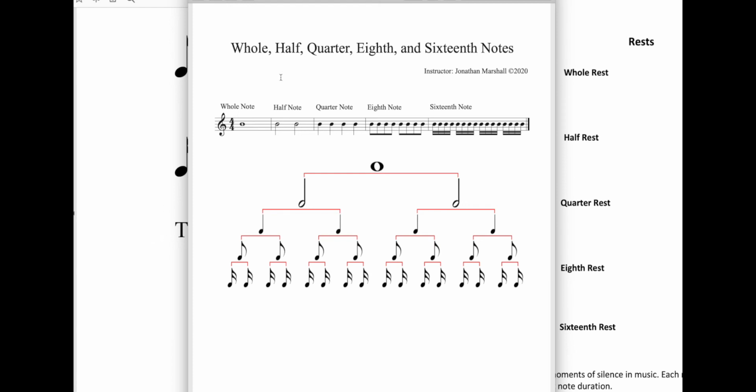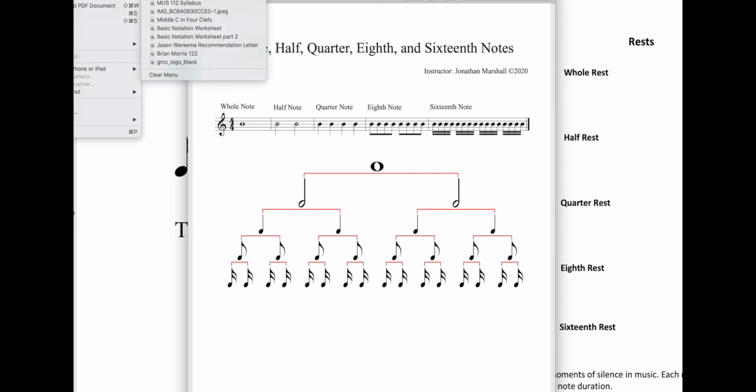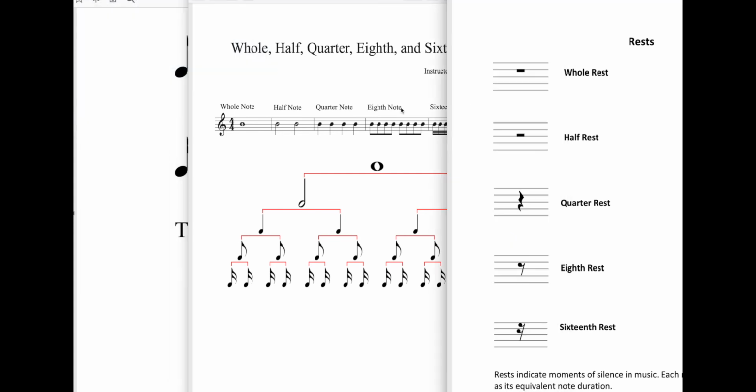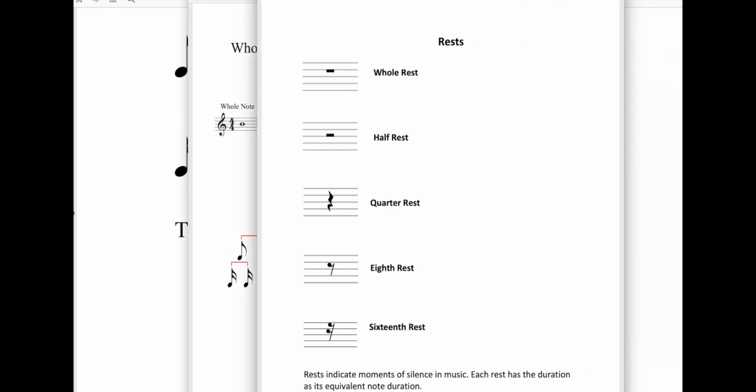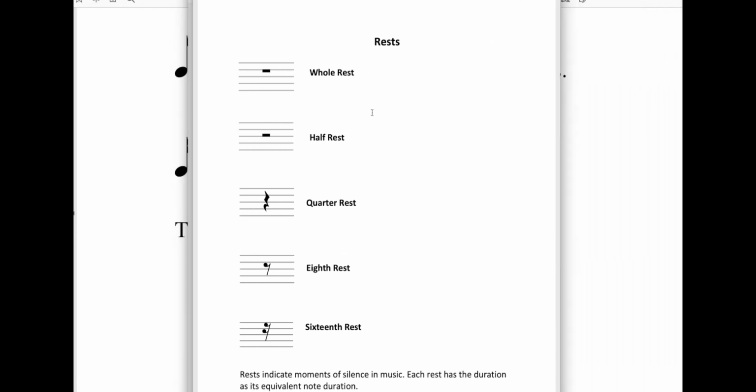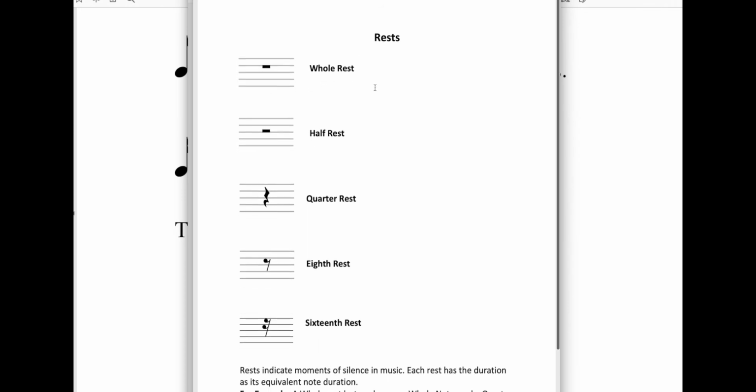There are also the rests that we can look at. So every note value actually has a rest too. So this is a whole rest, and this would be the same amount of time as a whole note. It just means that you're going to have that amount of silence instead of a note. So a whole rest is below the line, half rest is above the line.